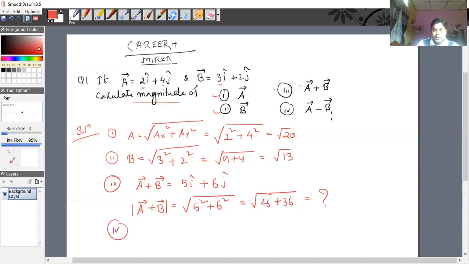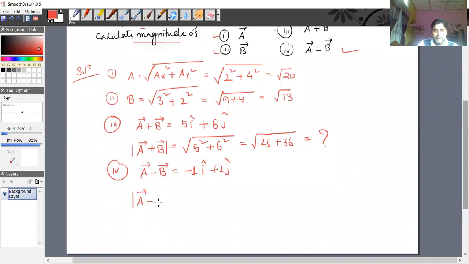By the same way, the fourth one, what we have to find is the magnitude of A minus B. First, do A minus B. In the case of addition, just as the x components were added to each other and the y components were added to each other, similarly in the case of subtraction we have to subtract the x component from the x component. So A minus B: first 2 minus 3, that means the answer is minus 1i, after that 4 minus 2, that means plus 2j. So finally we will get the magnitude. Therefore A minus B is equal to root over minus 1 square plus 2 square, so finally 1 plus 4, so root over 5. So by this way you have to solve that type of numerical.